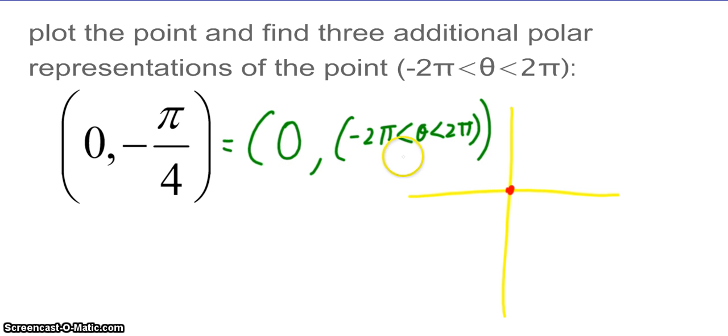So if I want to write this in other representations, as long as I make the radius 0, I can use any angle I want between negative 2 pi and 2 pi, since that was my restriction. So there's many correct answers. In fact, there's an infinite amount of correct answers.